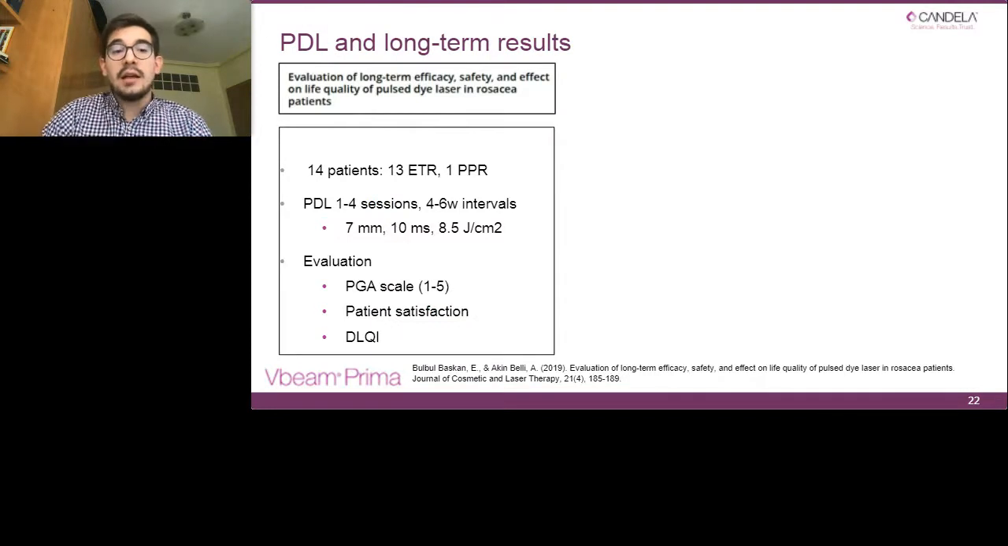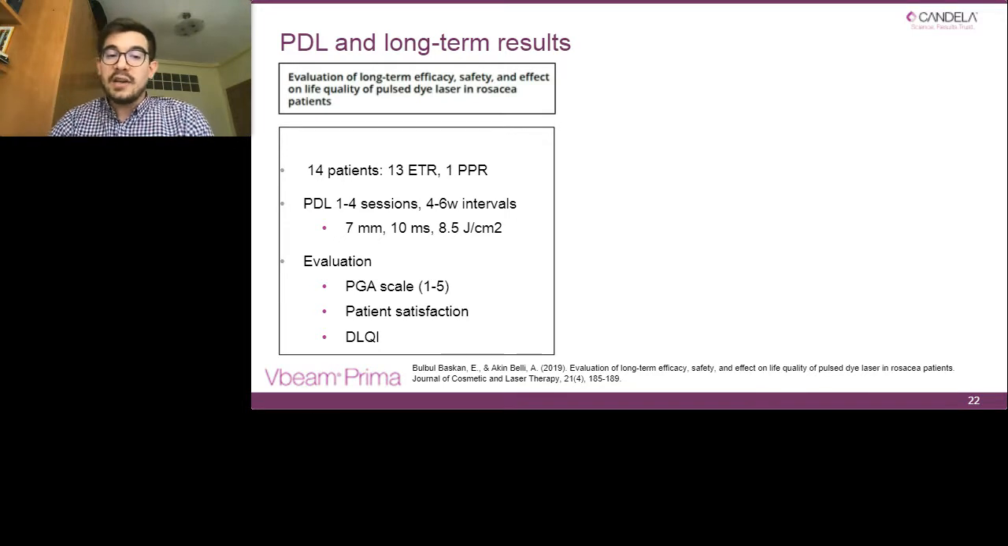And to finish with the results of the PDL, because there are a lot of patients that ask you, okay, I'm going to receive between 1, 2, 3, 4, 5 sessions of PDL, and what's going to happen after? I'm going to have to receive more sessions. Is this going to be like I was before the treatment, just in 2 months' time, or what's going to happen? So in this article, they include 14 patients, 13 patients with erythematotelangiectatic rosacea and 1 patient with papulopustular rosacea, and they use between 1 to 4 sessions of PDL.